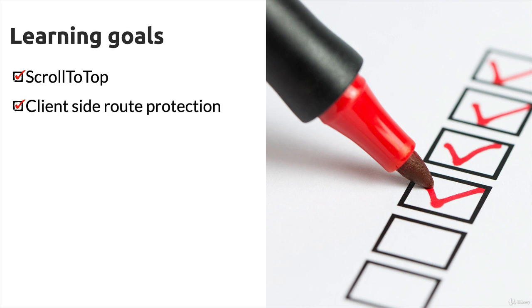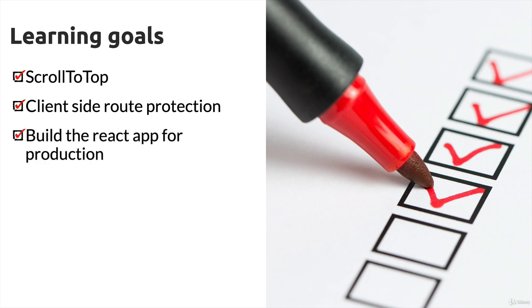Also, we're going to take a look at client-side route protection. If somebody attempts to navigate directly to a route when they're not logged in, they can go there. They won't be able to receive the data from the API if they don't have a token to send, but they can still access the route component. So we'll protect them from doing that.